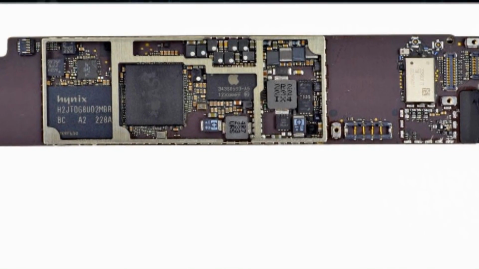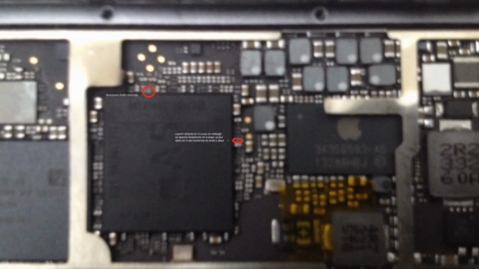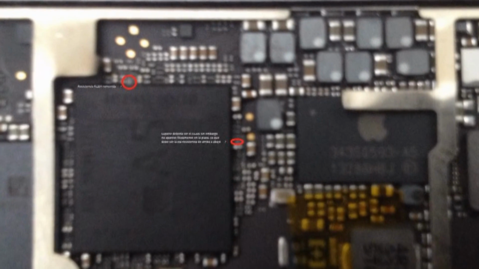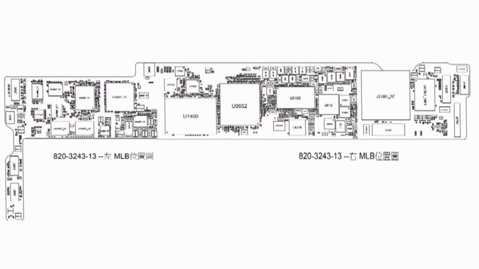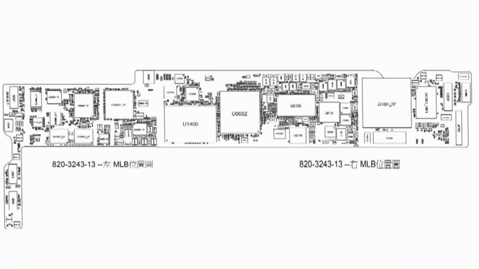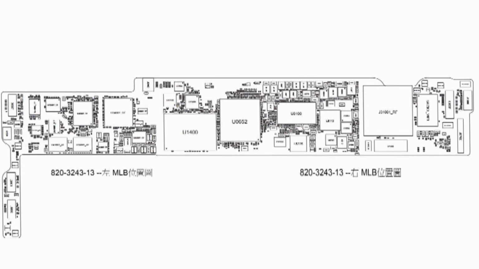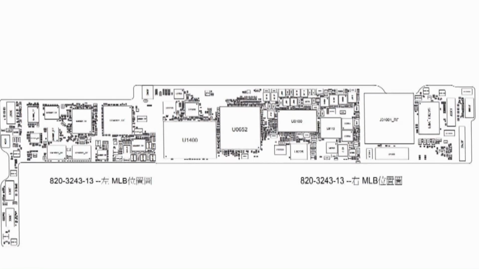On model A1454, remove resistor R1204 and make a jumper in place of R1205. On model A1455, delete resistors R1204 and R1205 and make a jumper in place of R1205. You will turn off the modem and change the identity of your iPad.